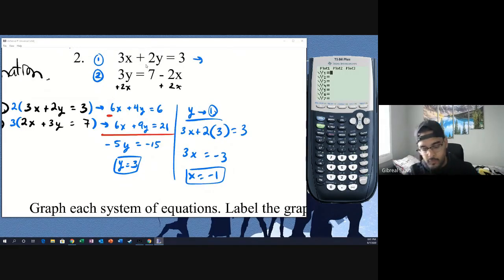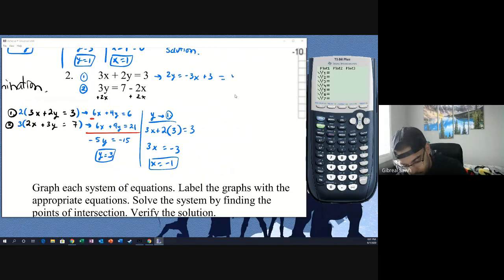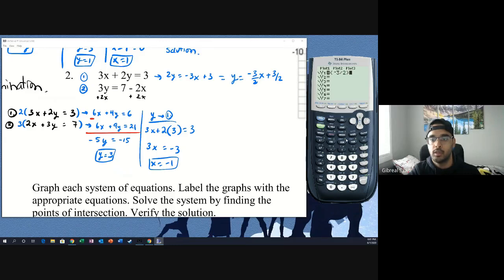So the first one, if I subtract my x's, it'll leave me with 2y is equal to negative 3x plus 3, divided by 2 on both. So this means the first one will actually be y equals negative 3 over 2 x plus 3 over 2. And that's what we're going to go graph. Now brackets are going to be helpful. So negative 3 over 2 x plus 3 over 2.